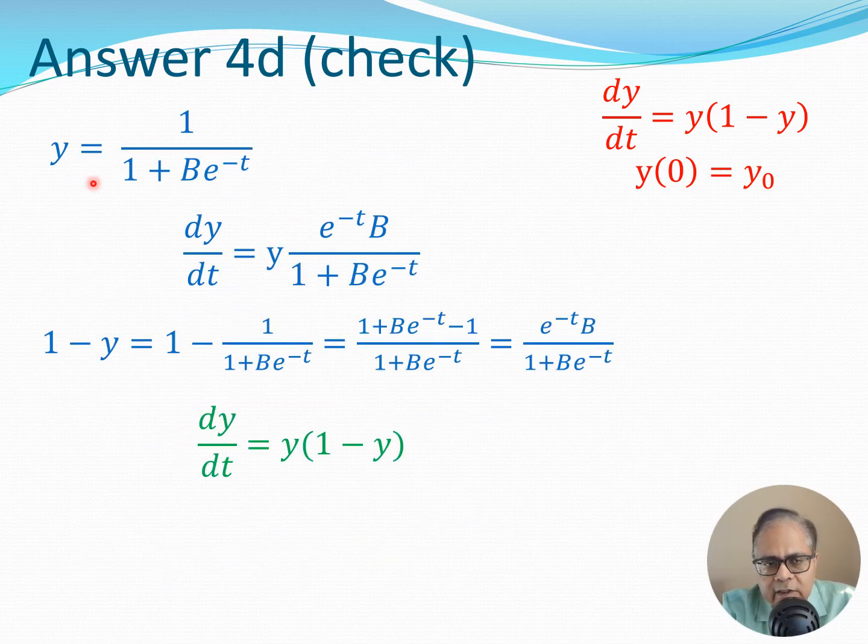Now continuing on that, I take the value of y, I take the value of dy by dt. Now I can write 1 minus y as 1 minus this term here, that is y. I can simplify it and I get this term here. Now comparing this term with this term here in dy by dt, I immediately realize that dy by dt is y into 1 minus y. Remember, y was this term here and 1 minus y is this term here. So this of course is the differential equation. So I have checked that this differential equation is satisfied by the solution we have created.